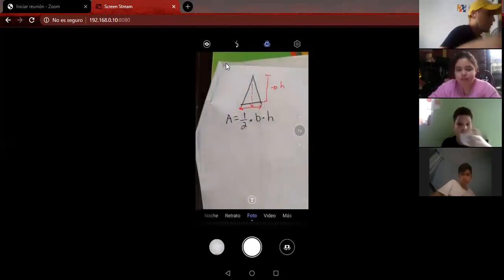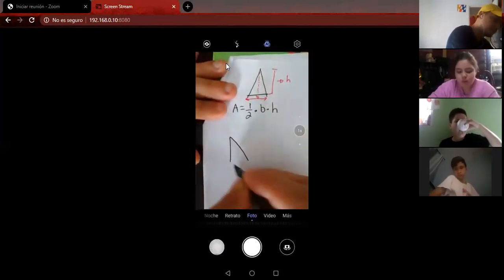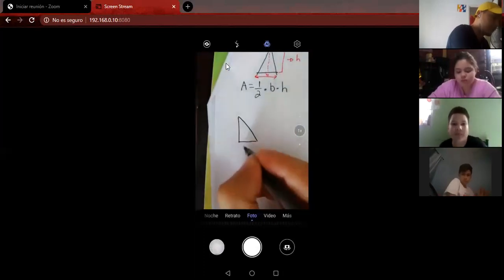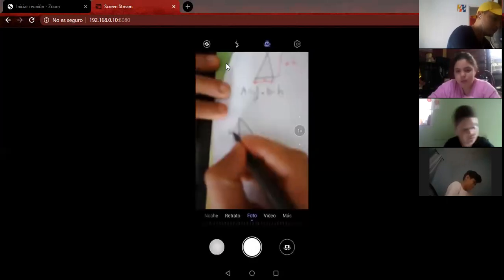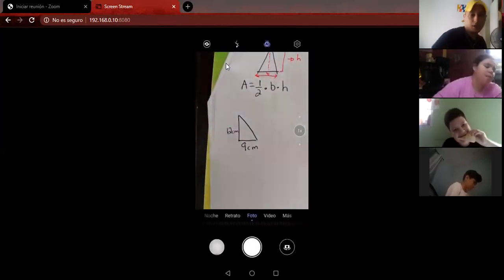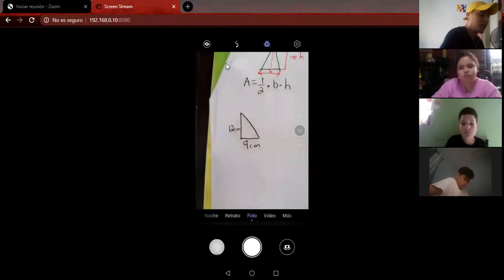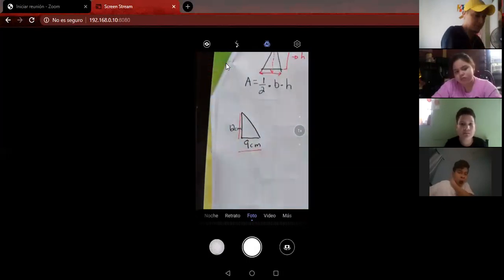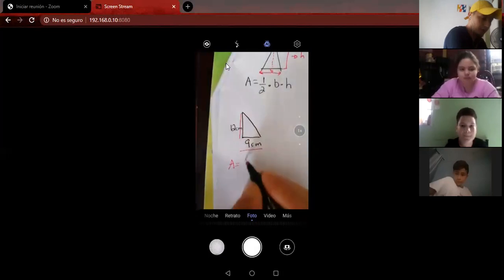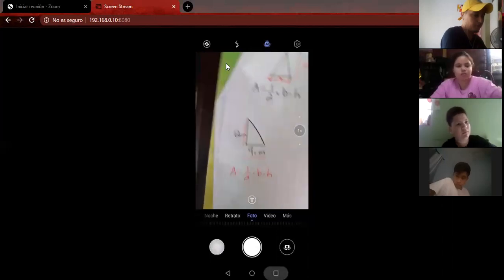Now, I can give you, for example, diferentes tipos de ejercicio. For example, this can be 9 centimeters, and this can be like 12 centimeters. Okay, remember, this is my height, guys, and this is my base. So area, it's 1.5 times base times height. Solamente lo pongo. Okay?